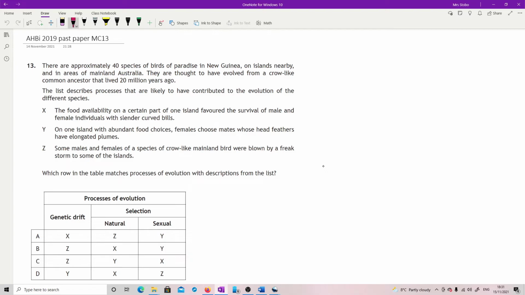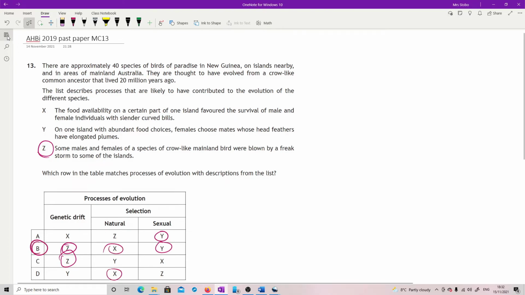So which row matches up with each one? So we've just said basically Z is genetic drift. Okay, so here Y is sexual selection and X is natural selection. So correct answer is B.